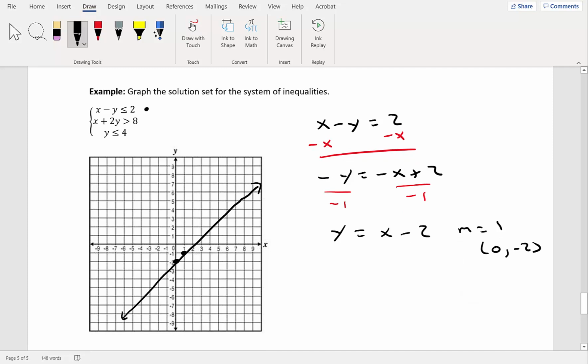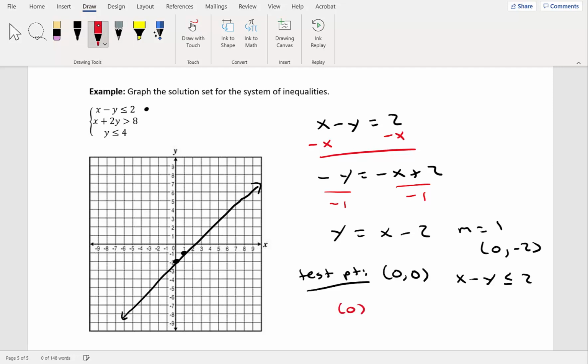Okay. Now let's go ahead and pick a test point to determine what side we're going to shade in. So 0, 0 is not on that line, so we could choose that as our test point. And we're going to plug it into the original inequality. Okay, so we have 0 minus 0 is less than or equal to 2. So we get 0 is less than or equal to 2, which is a true statement.